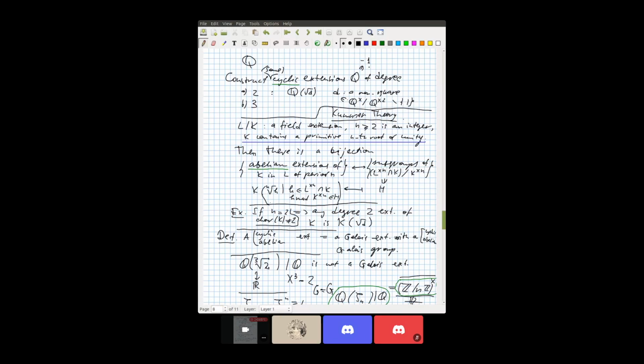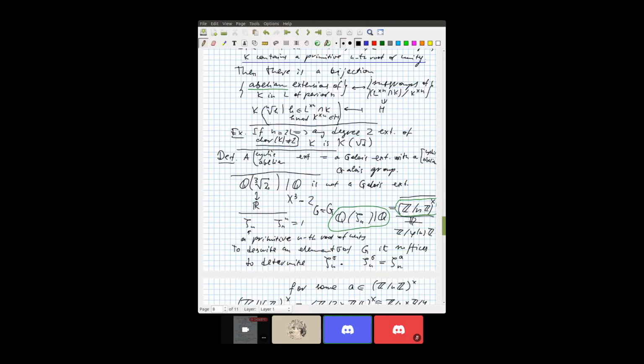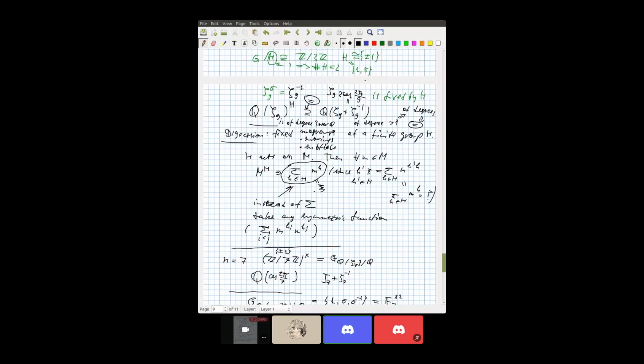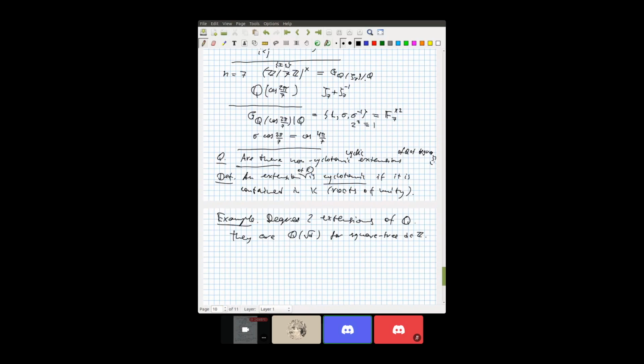Mm-hmm. Okay, but in principle you can prove this directly: any degree 2 extension is obtained by adjoining some square root of something, which you may assume.